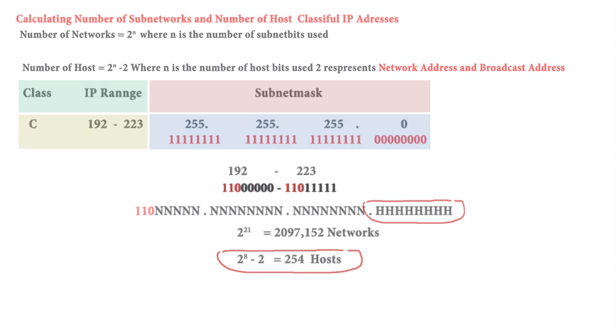Now, I made mention of network address and broadcast address. This is the reason why we have to deduct 2 from the total number of hosts we calculated earlier. This is because, for every IP address range, the first IP address is called a network address and is used by routers to find their routes to a remote network. Also, the last IP address is called a broadcast address.